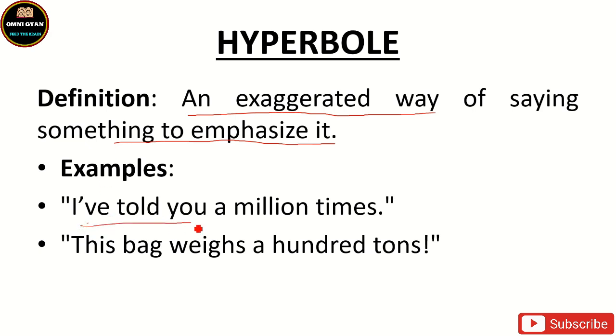I have told you a million times. मैंने तुमको हज़ारों बार कहा. Now can I talk million times? It is never possible. No one can speak a million times. Maybe 2 times, 3 times, 4 times, 5 times we can say. But you see, we mean it, we exaggerate in such a way that I have told you many times, don't do this. Why are you doing that? So million times here means many times.